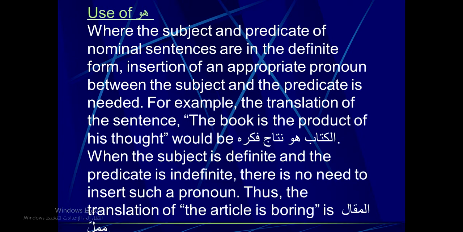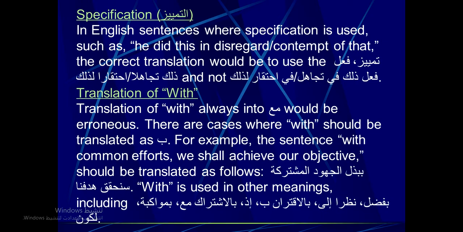طب ممكن حد يحكي لي هي نتاج فكره معرف؟ Yes, لأنها مضاف ومضاف إليه أصبحت معرفة. So when we have the subject and the predicate and they are definite, كونوا الاثنين معرفين, it's better to use هو. الكتاب هو نتاج فكره. But المقال ممل, here we have the predicate which is indefinite, so there's no need to say المقال هو ممل, but say المقال ممل.